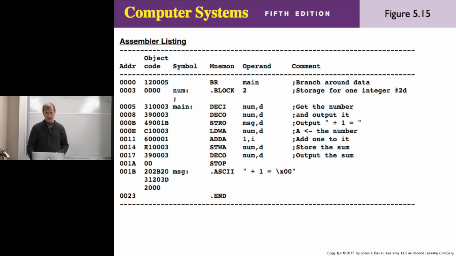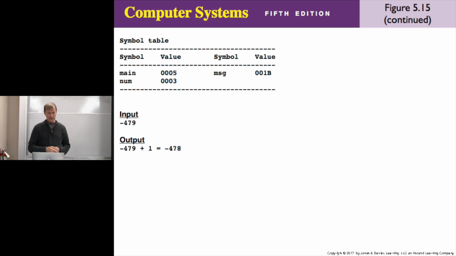Okay, and we will illustrate symbols with figure 5.15, and we'll do a little demo of it in a minute. This is that problem where, let's remember what the output is. If the input is negative 479, it inputs it, and then outputs negative 479 plus 1 equals negative 478. Remember that program? We did this without symbols before. Now here it is with symbols.